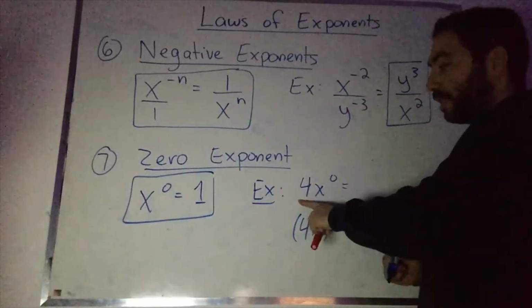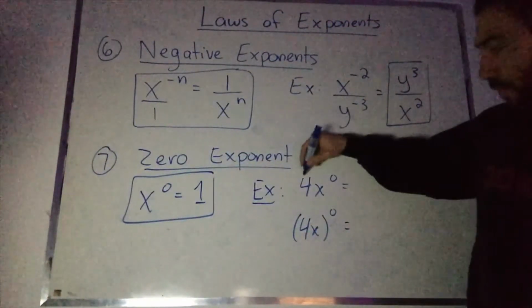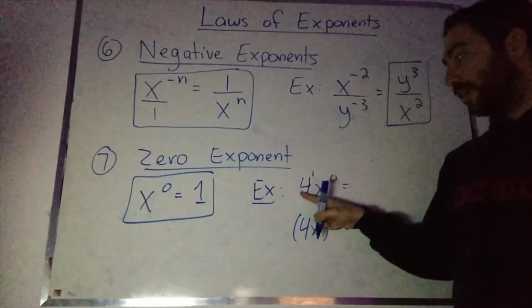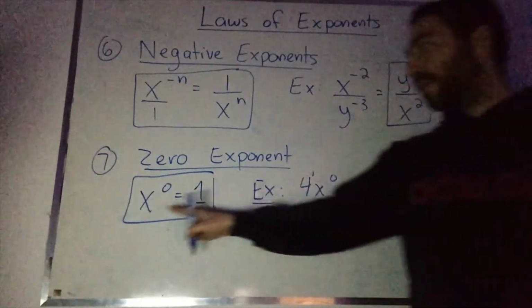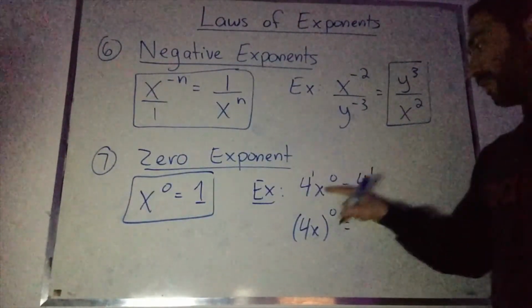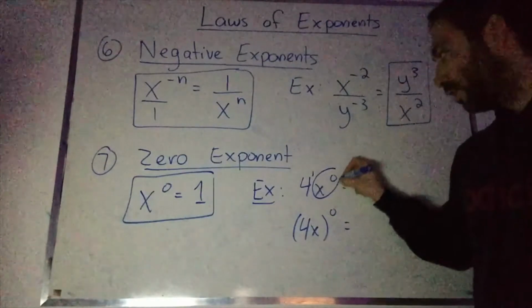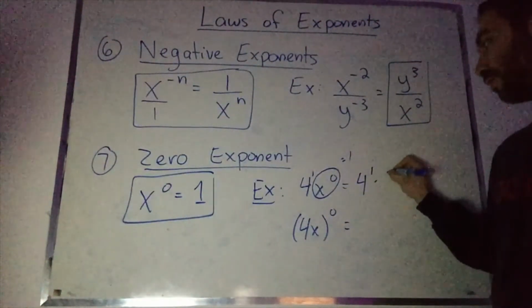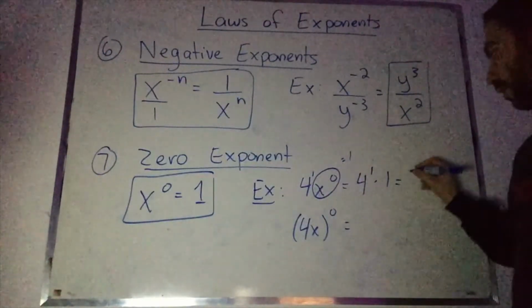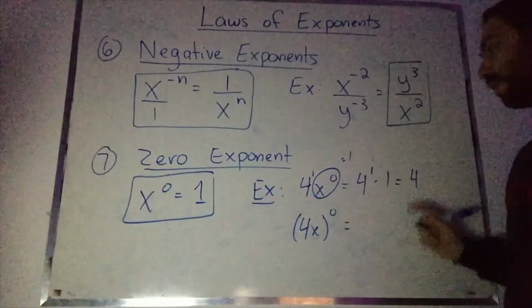So here, at the first example, we have 4x to the 0. The exponent of the 4 is 1. So since it's 4 to the 1, x to the 0 is just 1. So this is the same as saying 4 to the 1 times x to the 0. This whole thing is equal to 1. So it's 4 to the 1 times 1. And what's 4 times 1? It's just 4. So the answer for the one on top is 4.